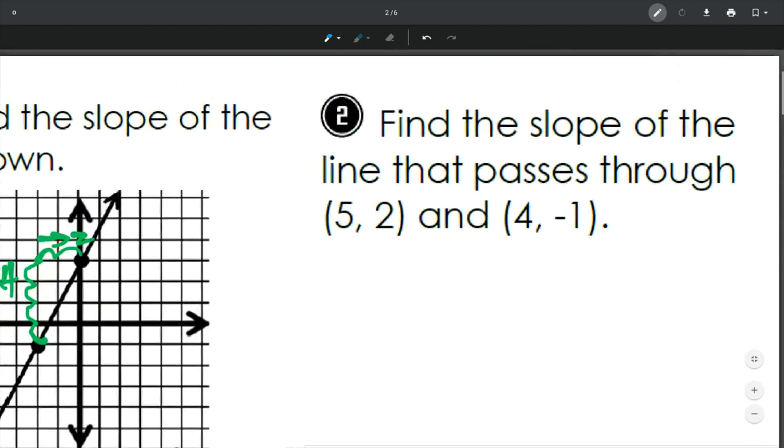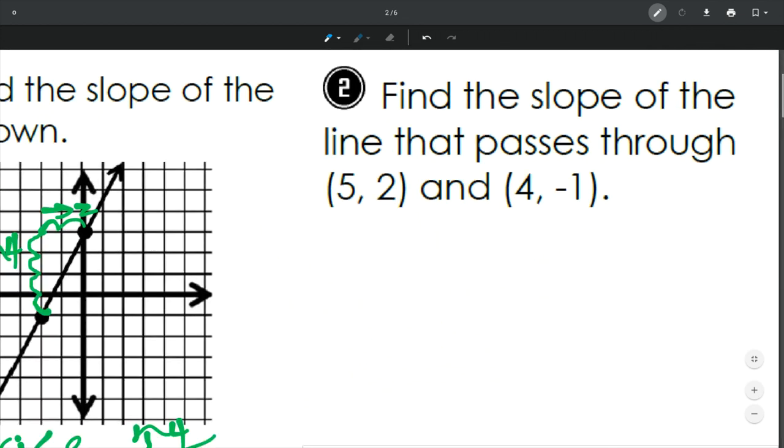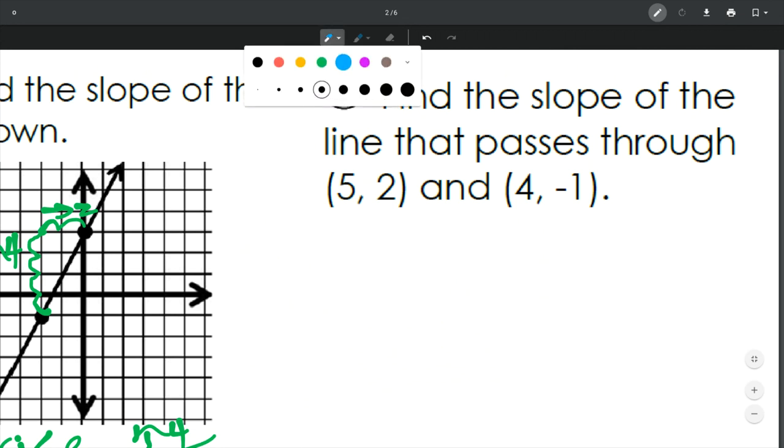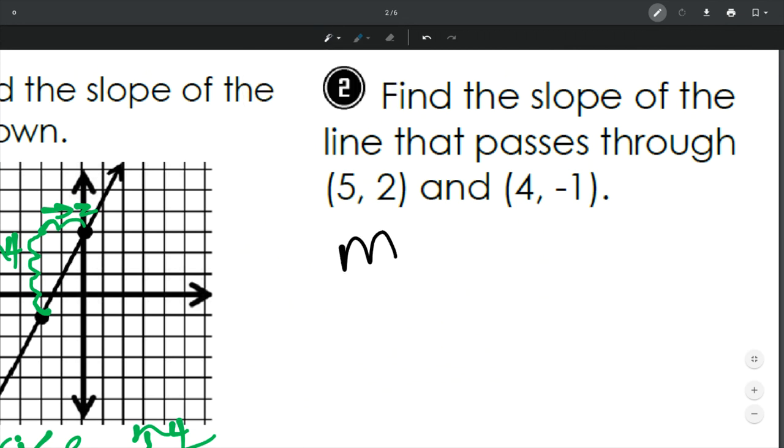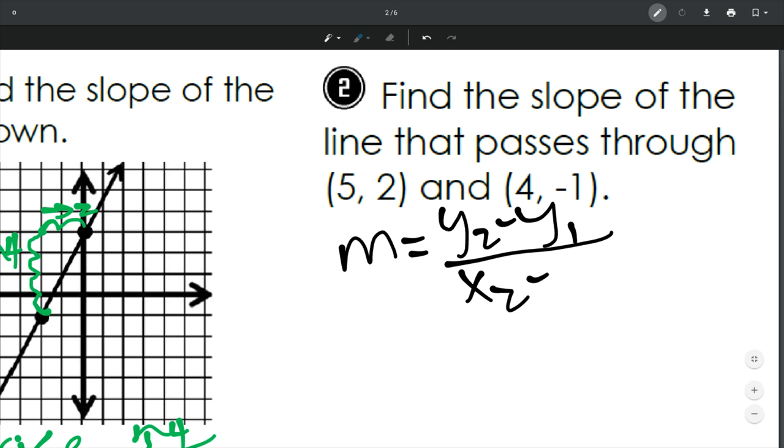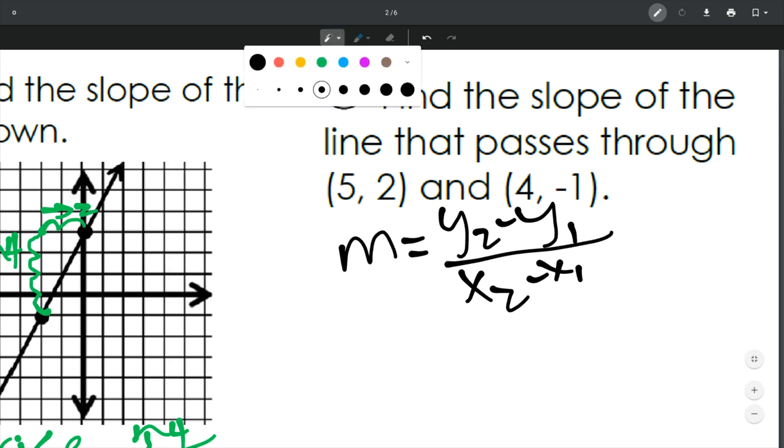All right, the second point: they're not always going to give you a graph. They're going to give you 2 points. If that's the case, there are 2 ways you can do it. You can use your slope formula, which is m equals y2 minus y1 all over x2 minus x1. And then you have to pick a point. You have to decide which one's which.